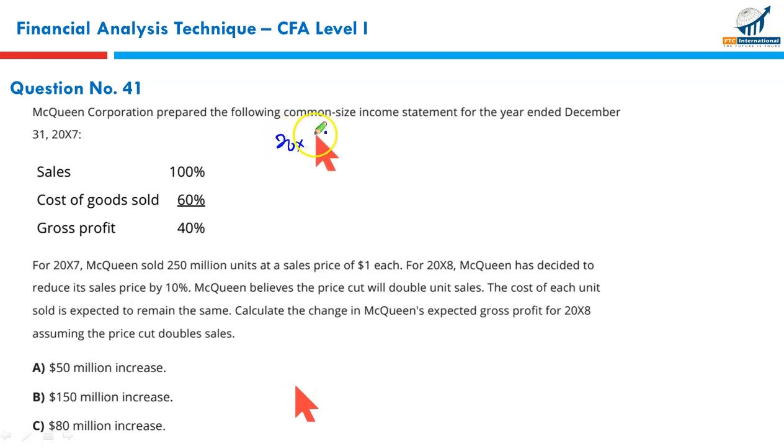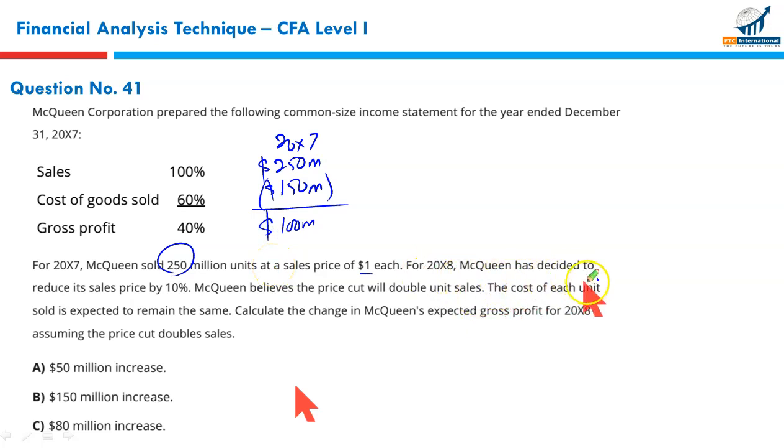2007, and how many units did we sell? 250 million units, each at $1. This means the total sale revenue was $250 million. All right. For McQueen, 2008 has decided to reduce its selling price, but let us first complete this. Last year, 2007, sale was 250 million. CGS was 60% of this. 250 million, 60% means 150. Deducting this will give you your gross profit, which should be 40% of 250, and which is of course 100 million. This was the case last year.